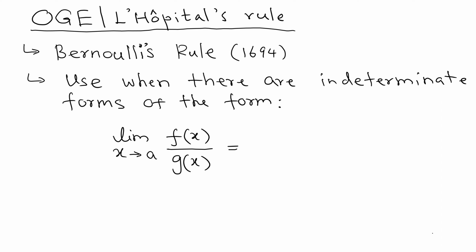So when x goes to a, if the ratio f(x) over g(x) goes to a ratio of 0 over 0, that means the top function goes to 0 and the bottom function goes to 0 also, or the top goes to one of those infinities and the bottom also goes to one of those infinities. In these two cases, we use L'Hopital's rule.